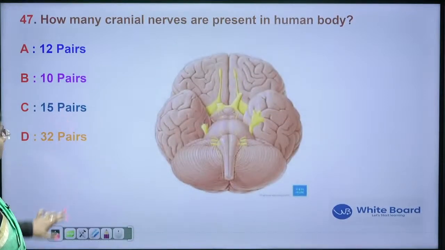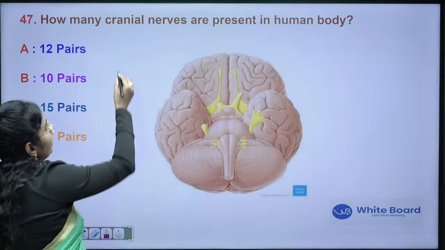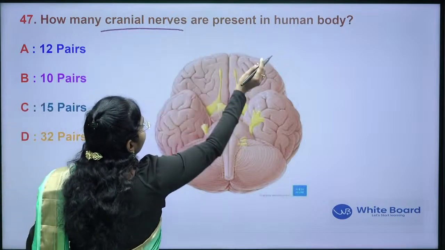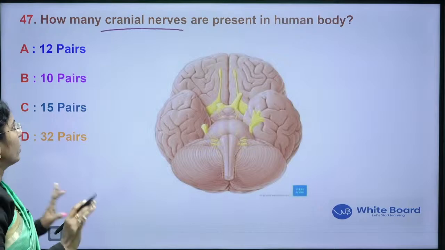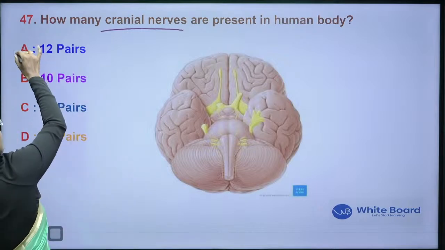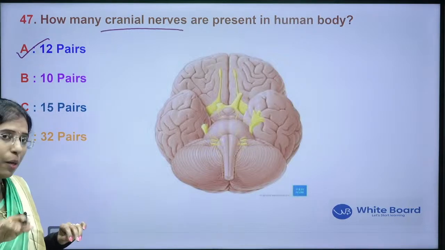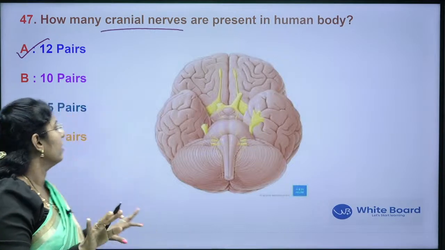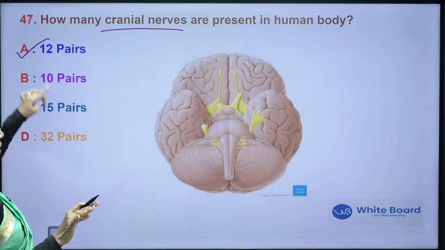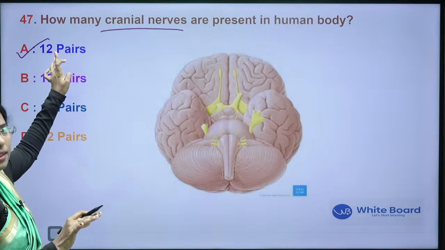Next question, 47. How many cranial nerves are present in the human body? Generally there will be 12 pairs of cranial nerves and 31 pairs of spinal nerves. Here they have given 4 options, out of which 12 pairs is the correct answer.